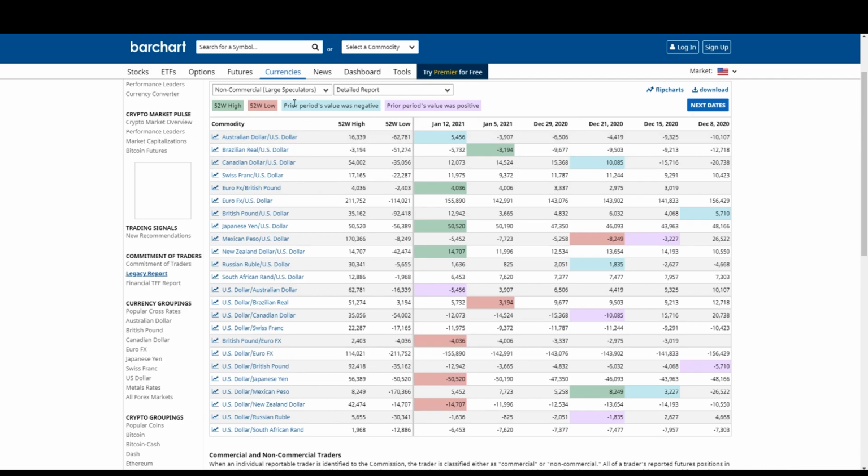As you can see, I sometimes use the non-commercial large speculators, which is basically the COT data. You can Google it and find it on barchart.com. This data is quite useful if you want to trade a little bit on the longer term. As I am a swing trader, this is quite useful to me.